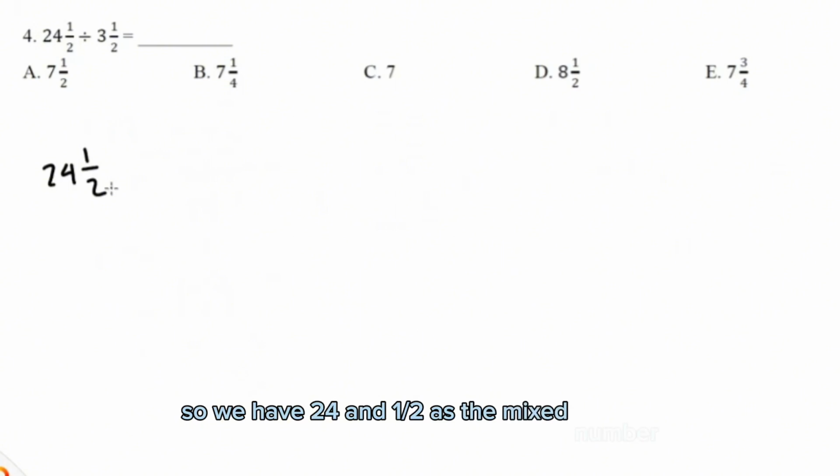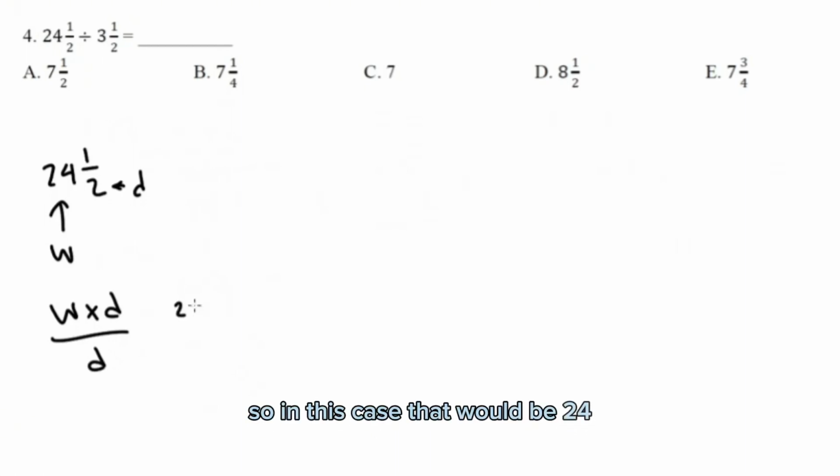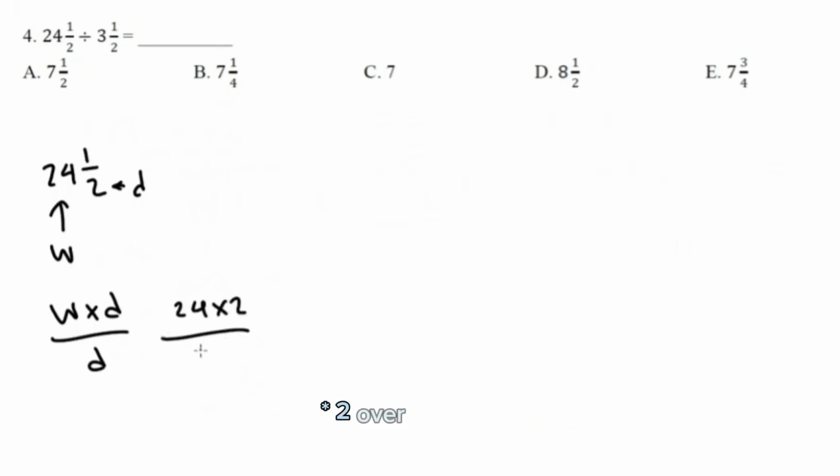Alright, next, number 4. 24.5 divided by 3.5. Alright, so first thing we have to do is bring both of these into improper fractions. The way we do that is we take the mixed number, which is 24 in this case. So we have 24 and 1/2 as the mixed number. We're going to take this whole number, which we'll call W, and multiply it by the denominator, which we'll call D. So W times D over D. So in this case, that would be 24 times 2 over 2.